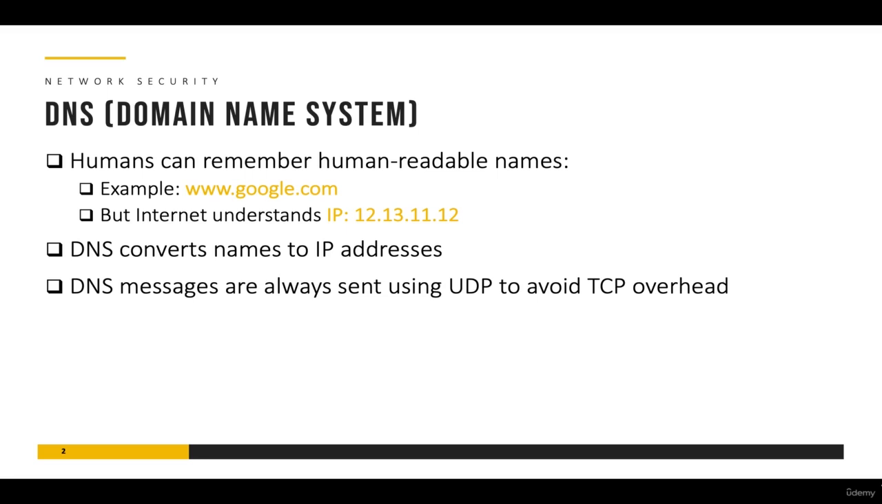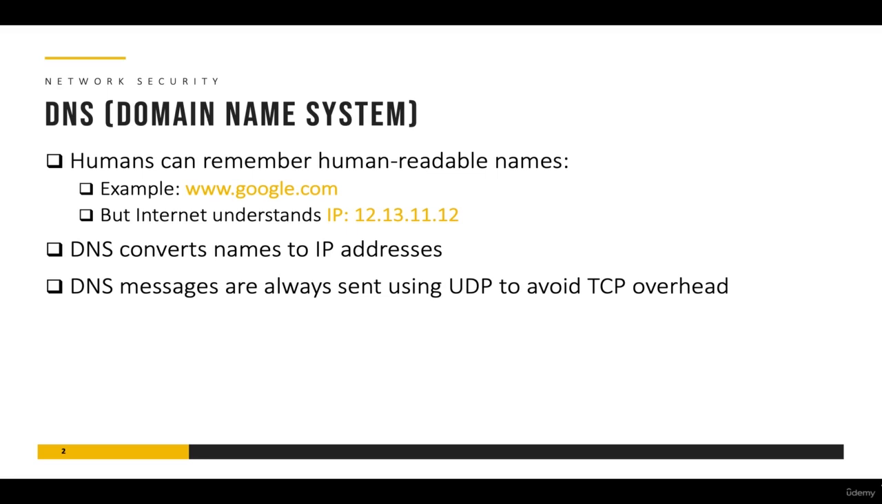Now, we don't want to use TCP because it creates separate connections to the DNS server and then it resolves the name. We use the UDP protocol, which is very fast and which does not require connections and which does not require retransmissions. So in order to be more efficient, we use UDP for DNS resolution.